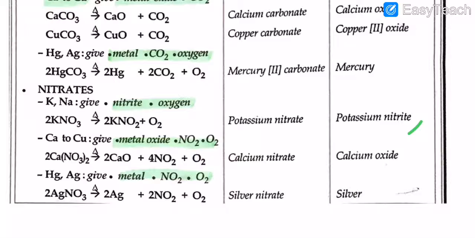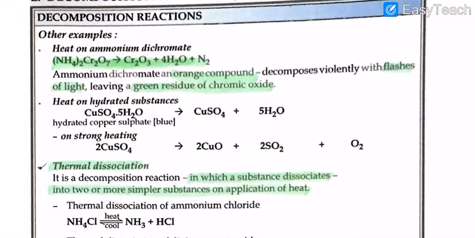Again, if you have any doubts, post them in the comment section below. There's nothing really to explain here because they're just normal decomposition reactions. All they're doing is one compound decomposing to form two or more substances, and they're showing what happens. Moving on to the next page, over here you can see other examples, with heat on ammonium dichromate.